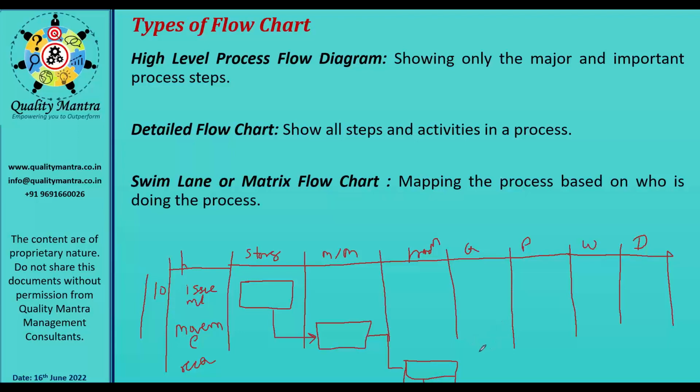Then quality will check. So I am just showing here. Actually, it will go downside. So quality will check the material, okay or not. If it is okay, yes, it will go to the next step. Otherwise, it will go back to the stores. So the swim lane will be used to show who is responsible for the activities depicted in that process.